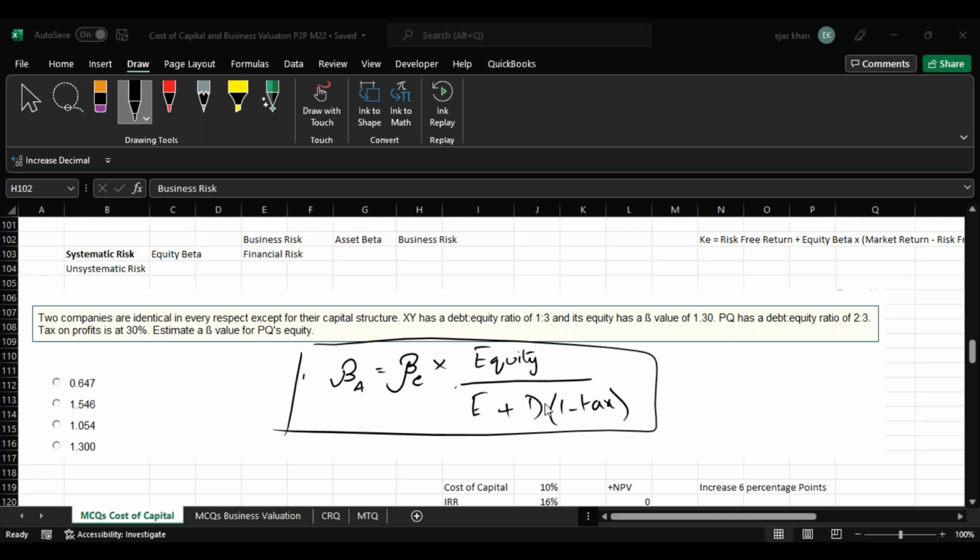Yes, Fatima, you are right. If a company is completely ungeared, it does not have any debts, its equity beta and asset beta will obviously be the same.